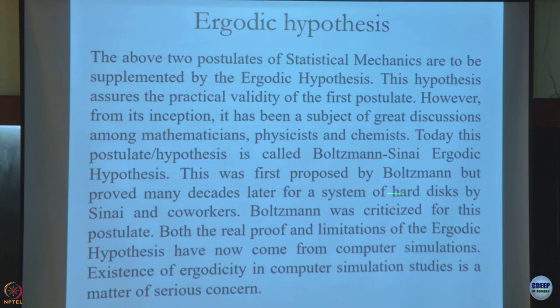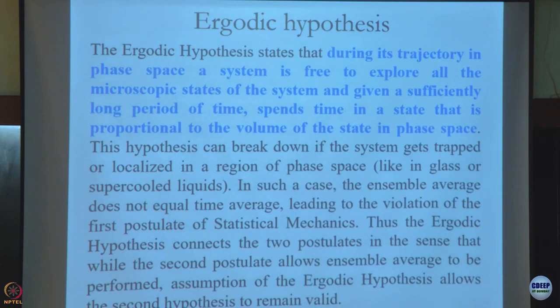This is sometimes called Boltzmann-Sinai, because Sinai is the one who first proved ergodic theory for a system of hard disks like billiard balls, but in 2D he did that. The real proof is amazing. It is by Bunimovich and Sinai, all mathematicians; the system of hard disks is a beautiful, beautiful thing that was done. So the ergodic hypothesis states that during its trajectory in phase space, the system is free to explore all the microstates. It has to be free.